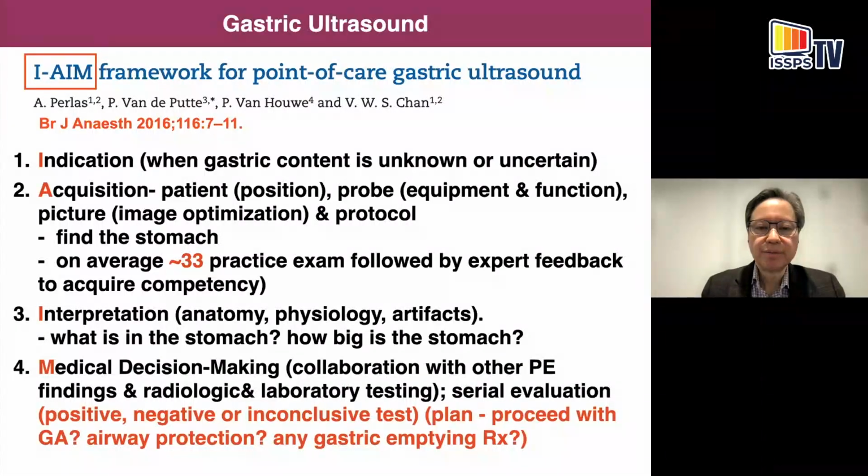Finally, medical decision making. Based on what we see, we want to decide what to do. If it's elective surgery and it's a full stomach, obviously you may want to wait. You may also want to empty the stomach in some way. But remember, this examination can be positive, can be clearly negative, not a full stomach, but it can also be inconclusive. You may not be able to find the stomach. So it's okay to conclude inconclusive if we cannot give you the right information.